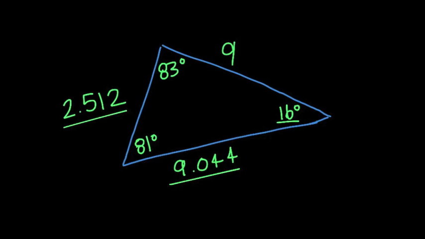Finally, here is your completed triangle with all the missing variables, sides, and angles filled in.